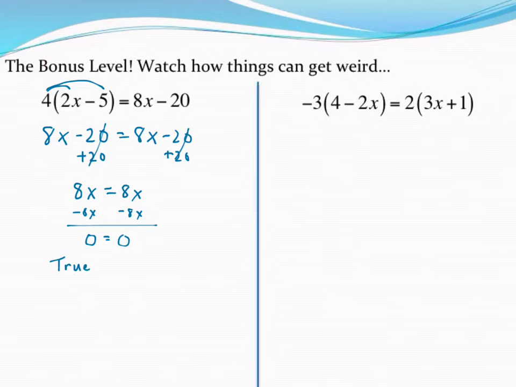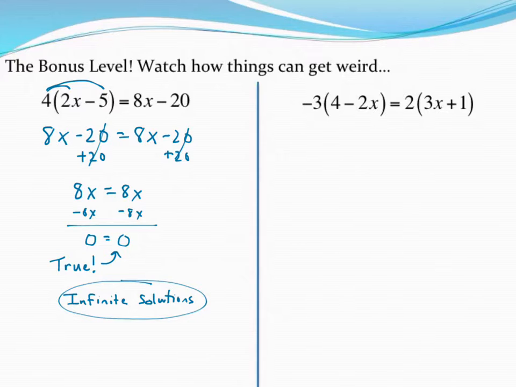0 does equal 0. So what that means, if you ever get this, is that you don't just have one answer, you have an infinite number of answers. Anything would work as a solution. No matter what number you plug in for x, you're going to get this true solution. So x could be anything in this case. So if you end up with a true statement, that's what that means. You have infinite solutions.